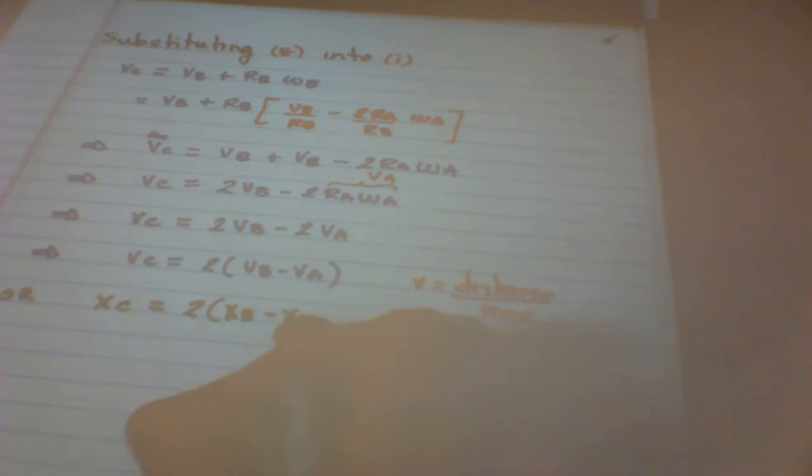Okay, so what I'm trying to say is that this relation, with the fact that velocity is distance over time, no? Mm-hmm. So for a fixed amount of time, what do you say? XC equals 2 XB minus XA. So is that gonna help us a lot or not?